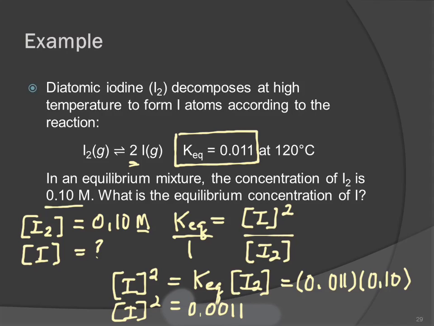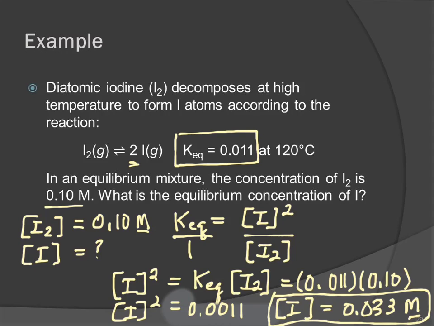So then we have to take the square root of that. You should have a square root button on your calculator. Just push that. And so the concentration of I should equal 0.033. And then we just understand that the unit is moles per liter. And so that's our answer down here in the corner. Any questions?